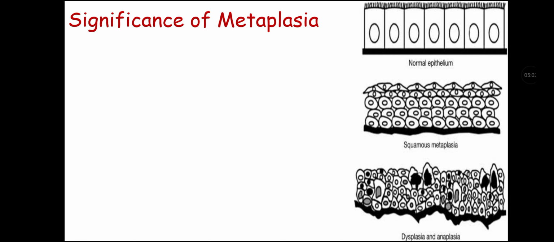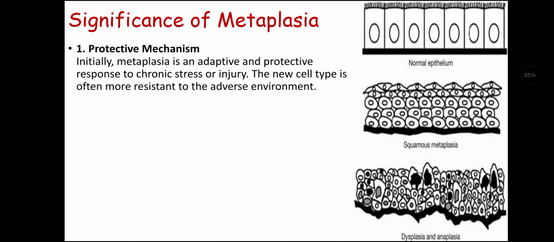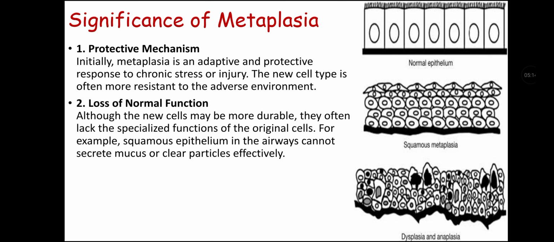Significance of metaplasia. First, it is a protective mechanism. Initially, metaplasia is an adaptive and protective response to chronic stress or injury. The new cell type is often more resistant to the adverse environment. Second significance is loss of normal function. Although the new cells may be more durable, they often lack the specialized function of original cells. For example, squamous epithelium in the airway cannot secrete mucus or clear particles effectively.